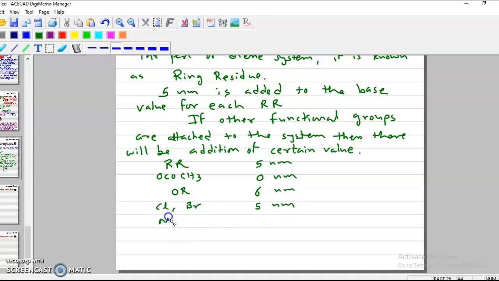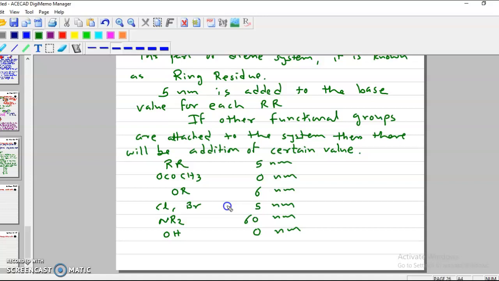If a disubstituted amine is attached to the system, then we will add 60 nanometer for that. R can be methyl, ethyl, etc. If OH group is attached to the system, then we add 0 nanometer. Remember, all these values will be given to you when you have to calculate lambda maxima for any unknown substance. But you should remember this one. So these are the basic things you have to remember for calculation of lambda maxima for diene systems.